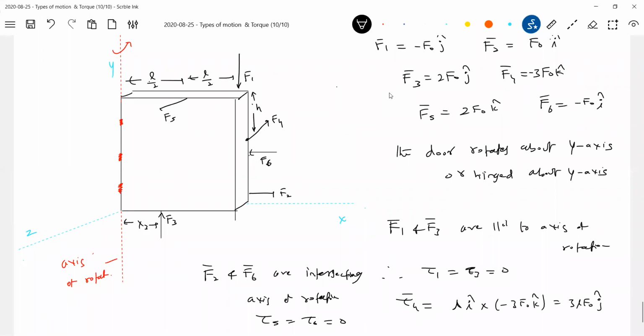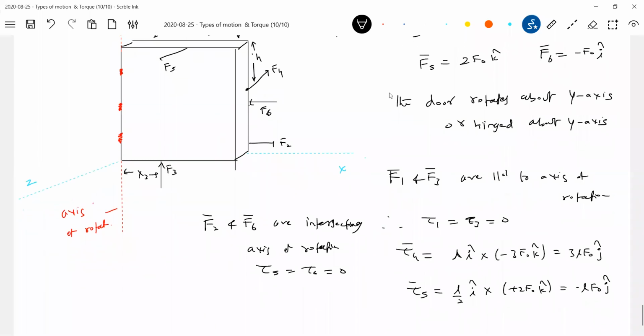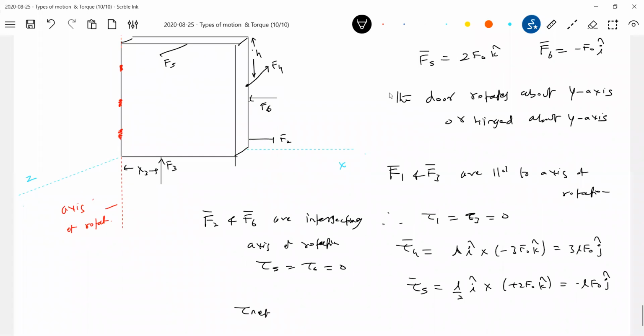Torque due to F5. L by 2 I cap cross F5. F5 is how much? 2 F naught K cap. So this will be L F naught. I cross K will be minus J. Therefore, what is the resultant torque here? The resultant torque is only due to T4 and T5. So that should be equal to how much? 2L F naught J cap.